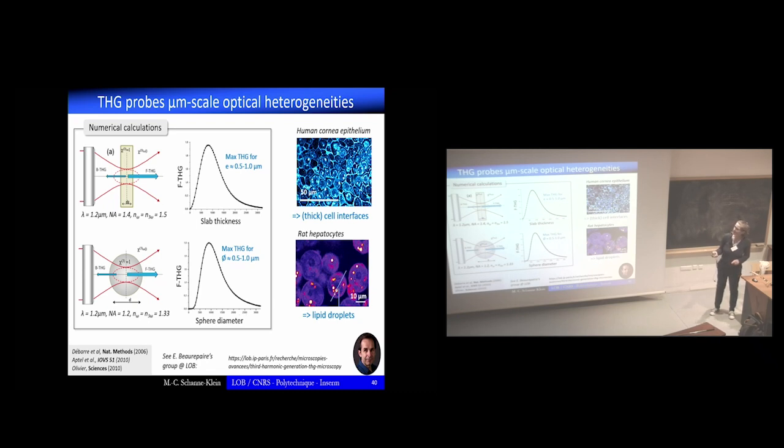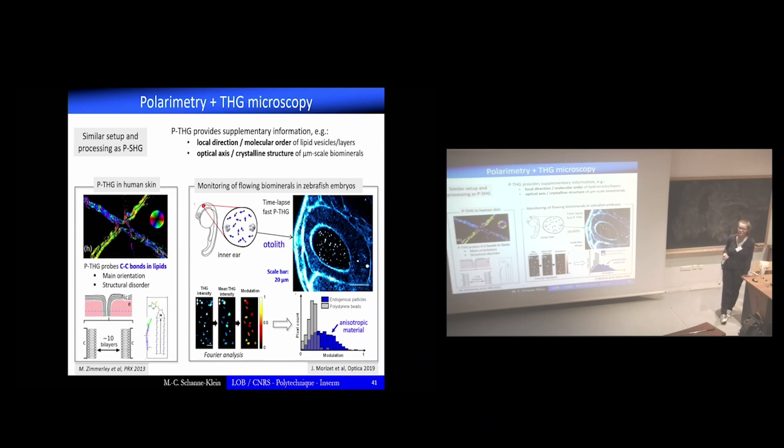So now, what to do with polarization? So we expect that it will be the same as with second harmonic generation, that we will look at main orientations and disorder parameters. So let's look here at human skin. Here, it's what we look at. It's some lipids at the surface of the skin. And what we see in these lipids is that we probe the direction of the carbon-carbon bonds. So we have a direction that gives the direction of the carbon-carbon bonds within these lipidic layers. And the contrast may give something about the structural disorder, but there are also aberrations here, so it's not very easy.